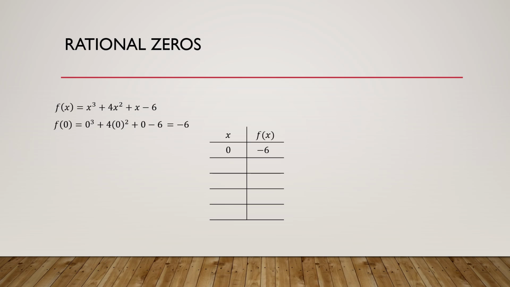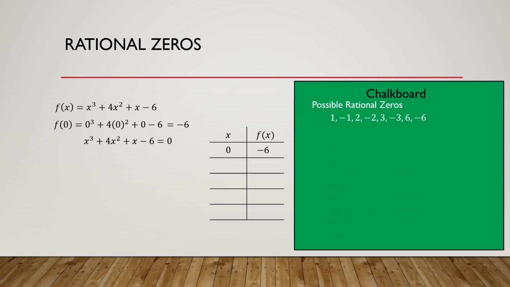To find the rational zeros associated with the x-intercept, we set f of x equal to 0. We then look at the constant term 6 over the leading coefficient 1 for possible zeros. The factors of 6 over 1, or 6, are 1, negative 1, 2, negative 2, 3, negative 3, 6, and negative 6. Let's first start with negative 1.